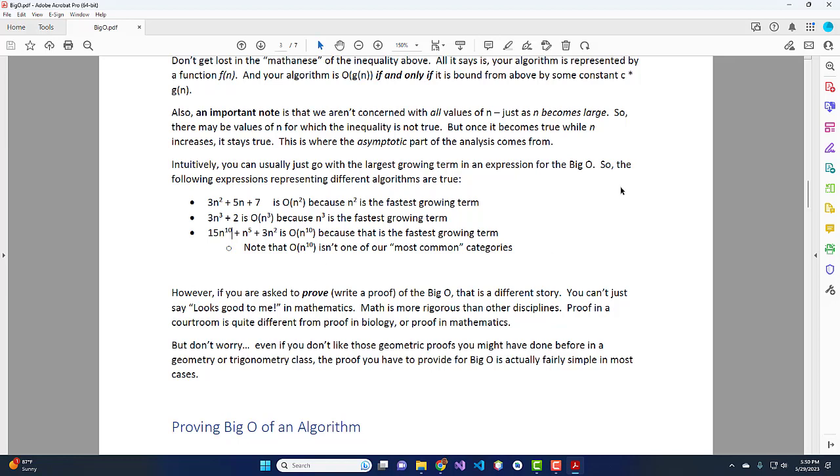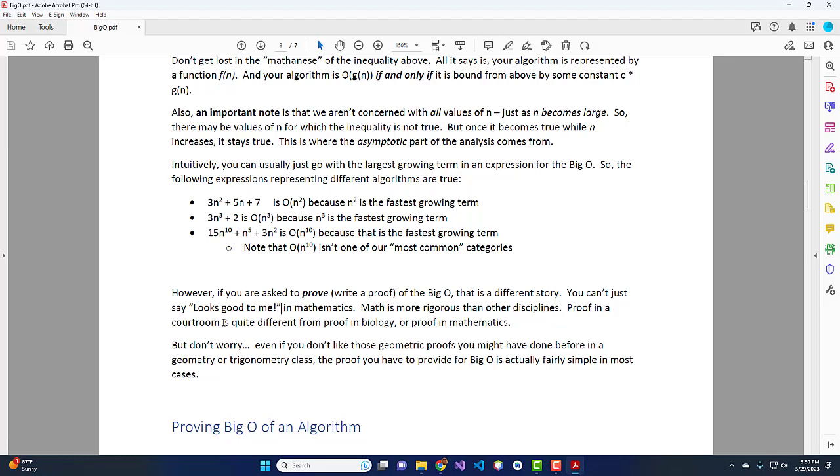However, if you're asked to prove or write a proof of the big O, that's a different story. For some of you, you might have just got chills up your spine because you hate proofs, but don't worry, this is a little bit easier than probably what you're used to. You can't just say looks good to me in mathematics. Math is much more rigorous than a lot of other disciplines.